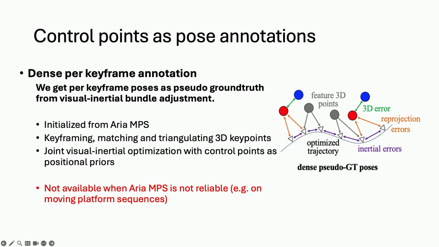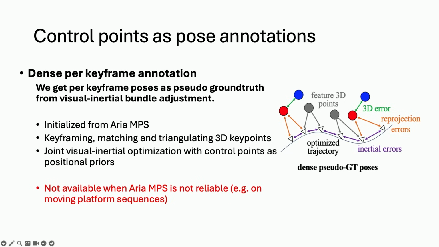But because we initialize with Aria MPS, it is worth noting that our dense per keyframe annotation is not available when Aria MPS is not reliable. For example, on some of the moving platform sequences, the Aria MPS does not give a reliable result from visual inspection, so we cannot provide a good per keyframe annotation. That's also the reason why, when we do the per keyframe recall, we don't include the MPS, because our pseudo ground truth construction is highly biased with the initialization from the Aria MPS.